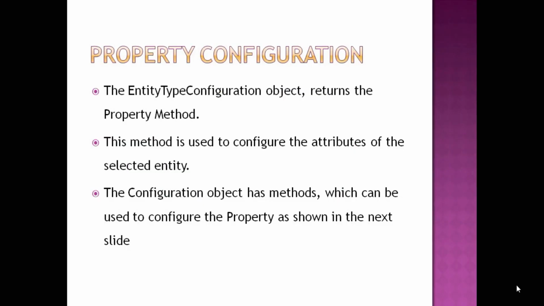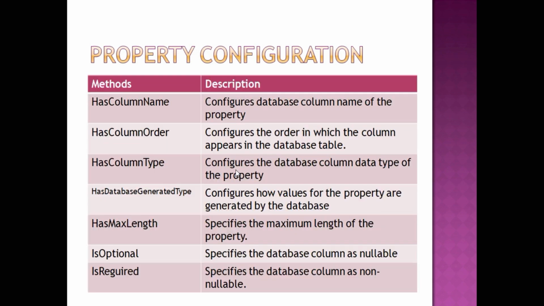As we studied in the introductory video, the entity configuration object, which is returned by the Entity method, has the Property method, and this method is used to configure the attributes or properties of the selected entity. So let us see that method in detail. In the introductory video I also gave you the overview of this, so in this video we are going to see the practical implementation of it.